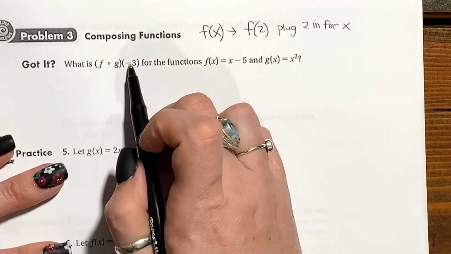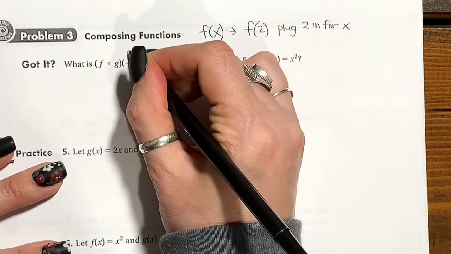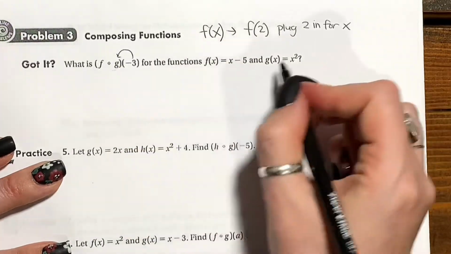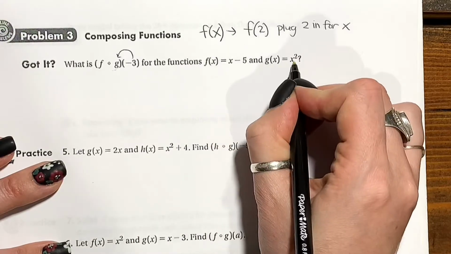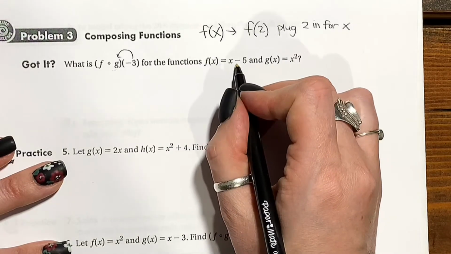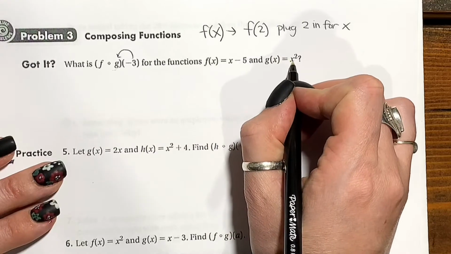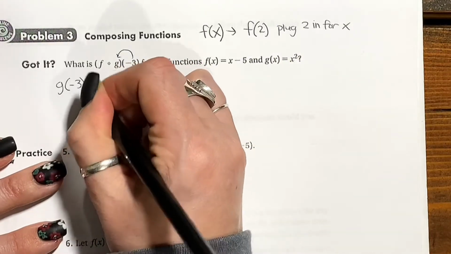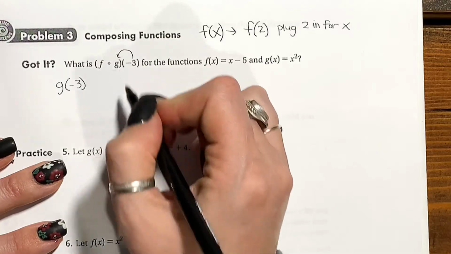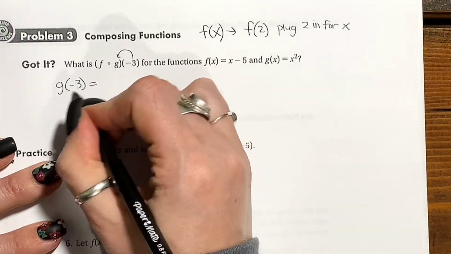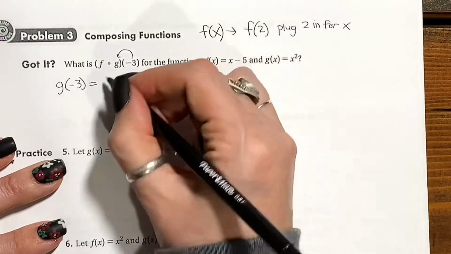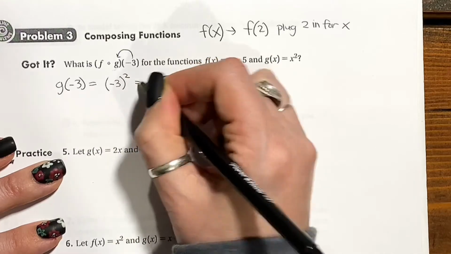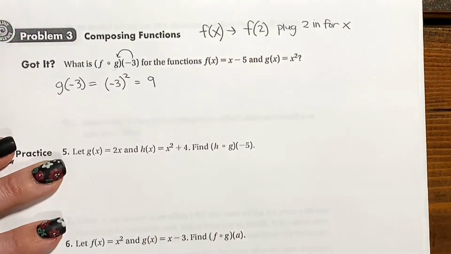When there's a number, I think it's actually a little bit easier because what you're going to do is take -3 and plug it into the g function. So here's our two function equations right here. They've told us f is x minus 5 and g is x squared. So what I'm going to do first is g of -3. Again, we're working our way from the back. I'm going to take -3 and plug it into x squared. So that means instead of x, I'm going to do -3 squared. Well, -3 times -3 is +9.